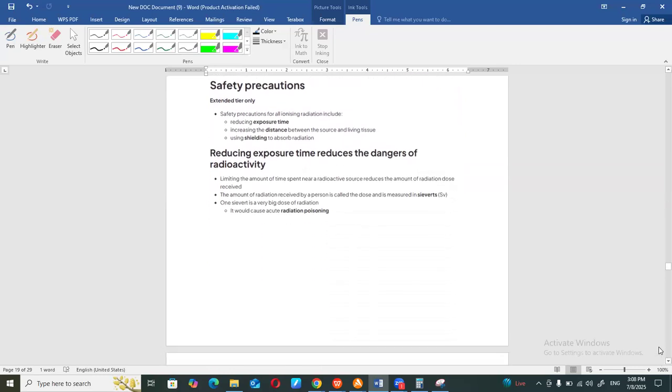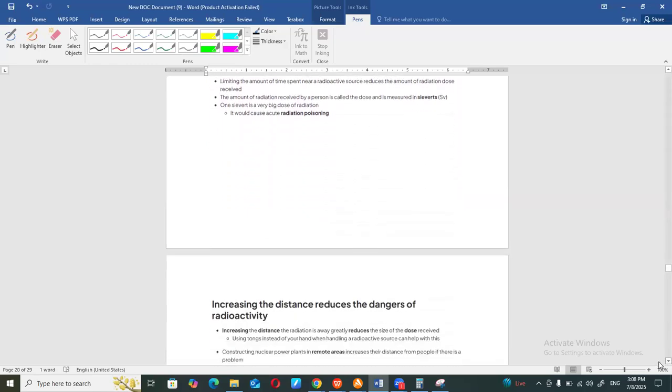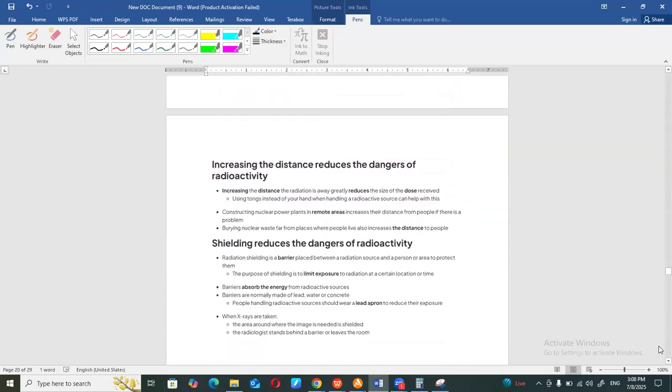Now, safety precautions in general. Reduce time. Exposure time should be as little as possible, and definitely shielding is very important. Shield yourself from them by wearing clothes and all that. Use tongs while handling it. Distance yourself from those areas.